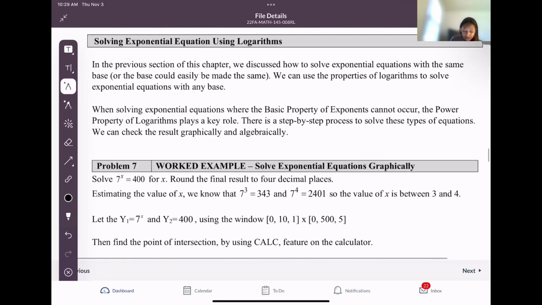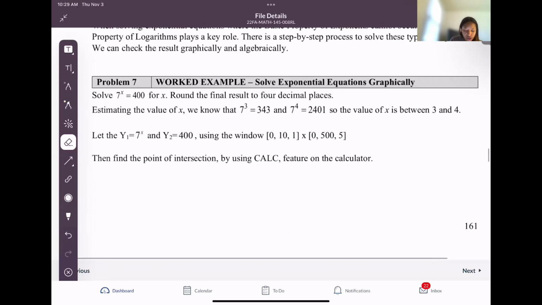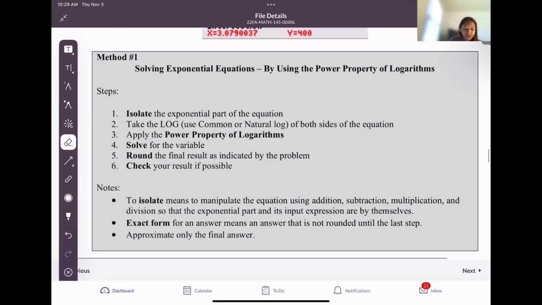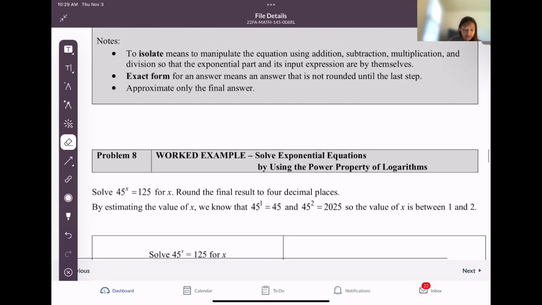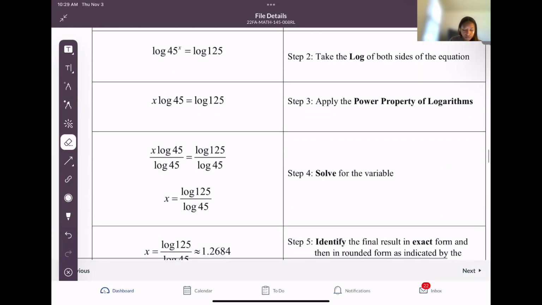Now, let's put all of the stuff together. The next section is about solving exponential equations using logarithms. This is our goal. We want to be able to solve these things. Number 7 is solving graphically. We've done solving graphically plenty of times. We want to know how to solve algebraically, so that's what I'm going to jump to. Problems 7 and 8 go through more problems with solving.